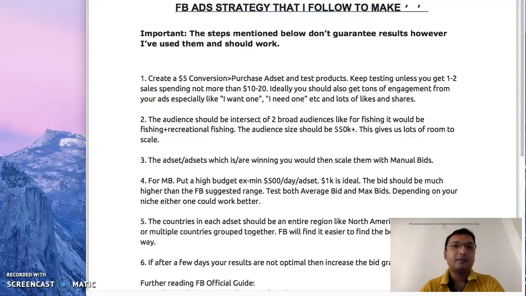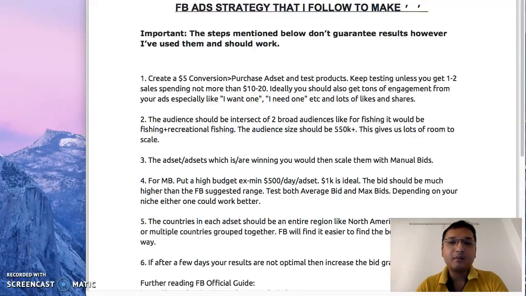Now the first step is you create a $5 per ad set purchase conversion ad set, and you keep testing products. So test, I would say, 10 to 15 products at least. If you test 10-15 products on average, you should find 1 or 2 winners. And I would find products from AliExpress, Amazon, eBay.